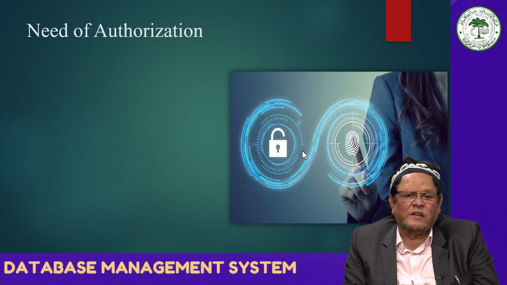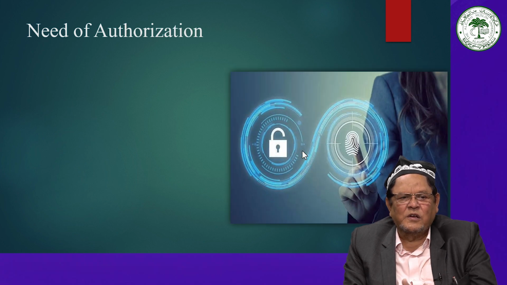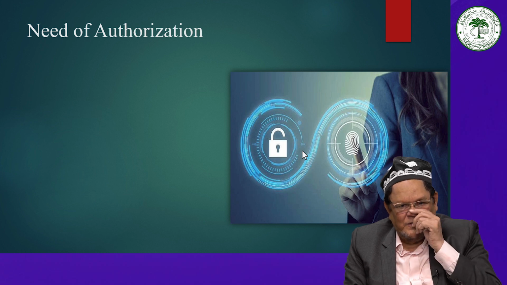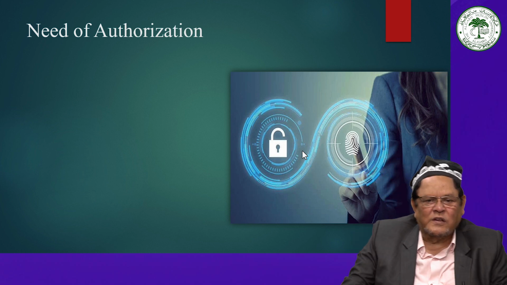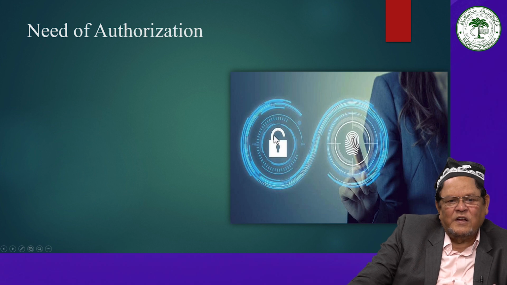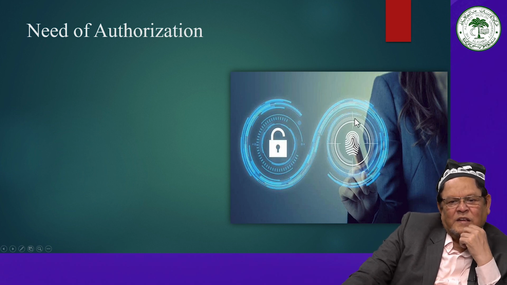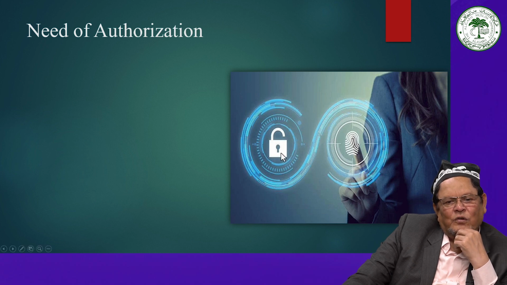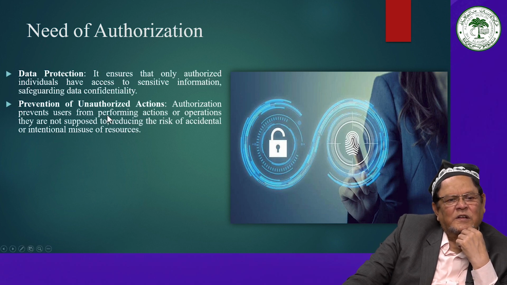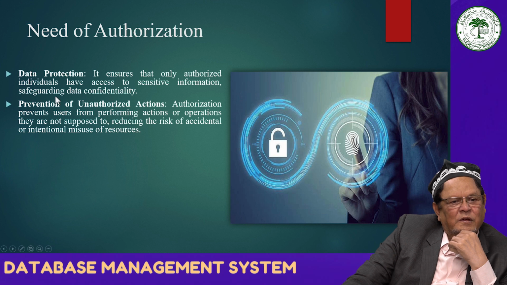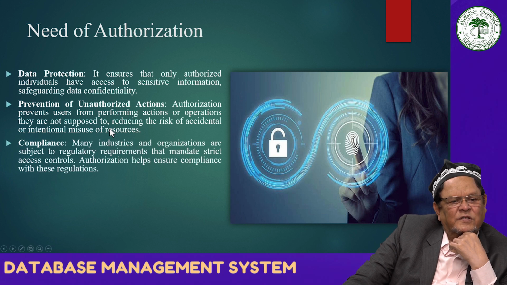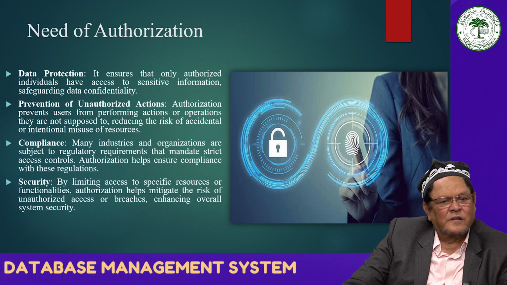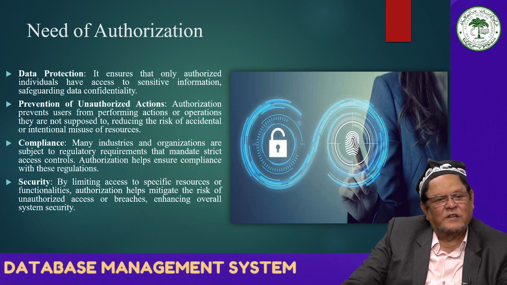Then we come to the need of authorization. Here the diagram for the need of authorization shows fingertips. You authorize, and when you press the key, the key will be shown on the screen. It means the key will open. The key is sometimes fingerprints, or passwords, by which you are able to retrieve. It means data protection, prevention of unauthorized actions, compliance, and security. There are four needs of authorization.